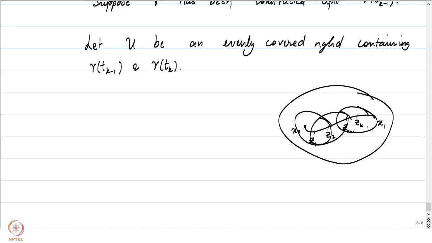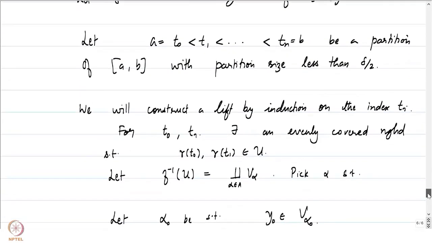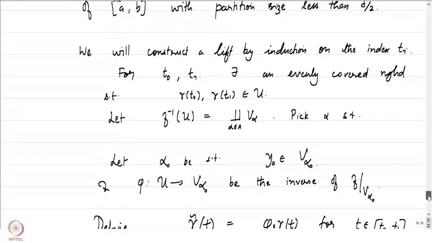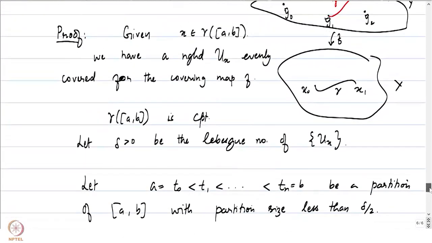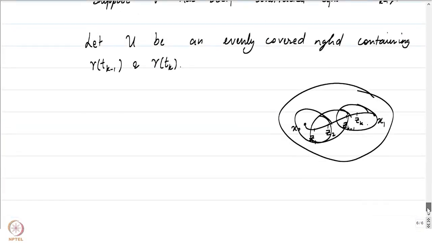This is possible because the distance of gamma of t(k minus 1) and gamma of tk is less than delta by 2, delta being the Lebesgue number, so we will be able to find one such evenly covered neighborhood. One element in fact from the open cover that we had considered, and our open cover consisted of evenly covered neighborhoods. Let's see where it was done. It was done somewhere here. Yes, so we had considered those neighborhoods which were evenly covered, and because our Lebesgue number is delta and the distance of these two is less than delta by 2, this is certainly possible. So we do have an evenly covered neighborhood U, and we just imitate what we just did.